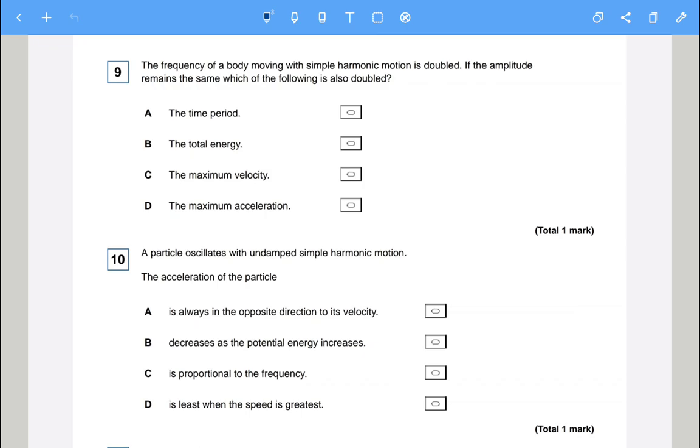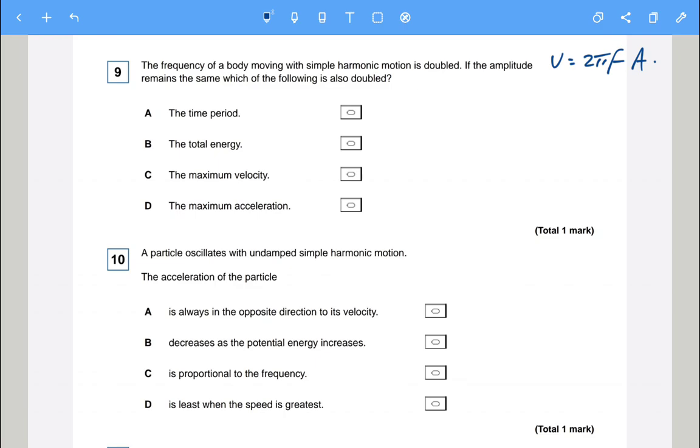But if you're just normal, like most of us, I'd look at the equation sheet and I would look for an equation that had frequency and amplitude in it to start with, and then associated with either A, B, C, or D. So what you should come up with is v equals omega A. On the data sheet, I believe it's v equals 2 pi f A. So this one makes sense. So the frequency is doubled, so we could double the frequency f. The amplitude remains the same.